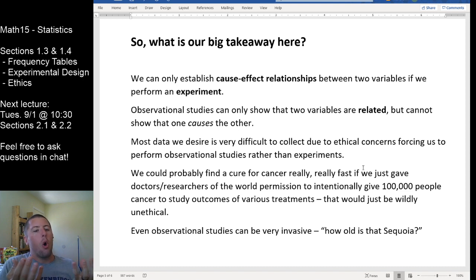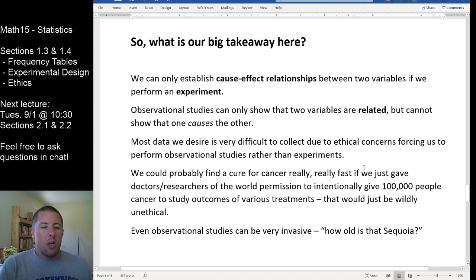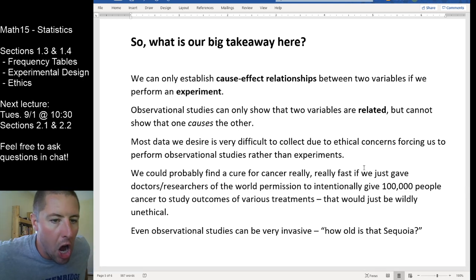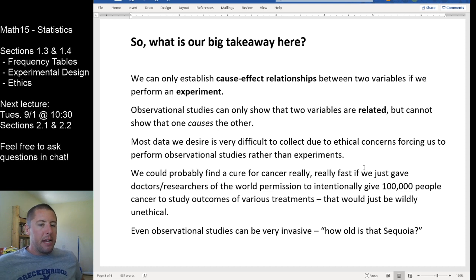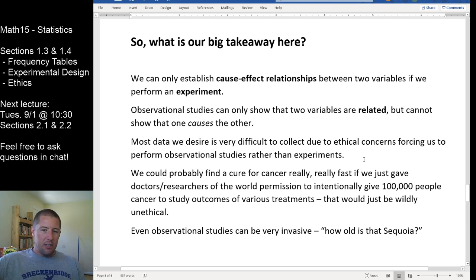In the two treatment groups, the only thing that should differ is: are you being exposed to nuclear waste or not? That should be the only difference between the groups. Observational studies can only show us that two variables are related, but they can't show us that one causes the other, right? And there's a big difference between two variables being related and one causing the other. Most data that we desire, like in the universe, is very difficult to collect due to ethical concerns, forcing us to perform observational studies rather than experiments.